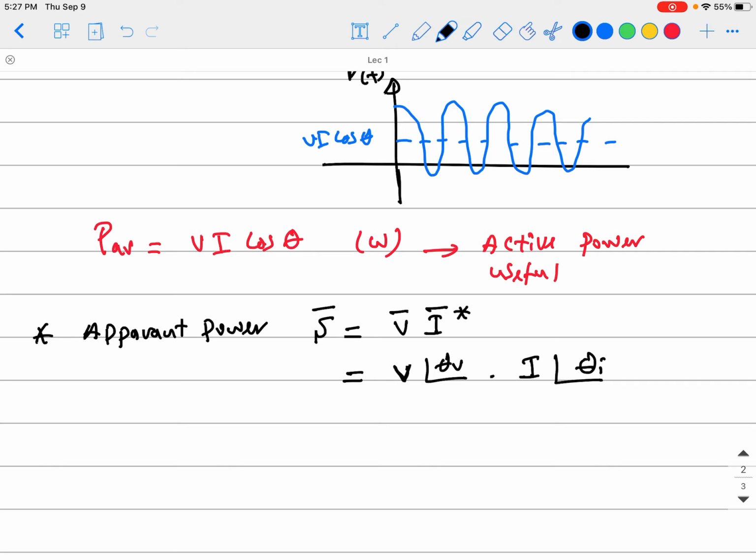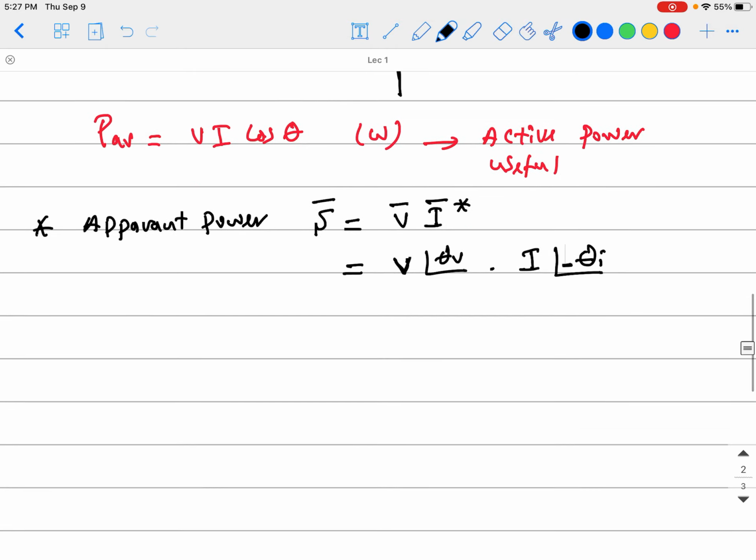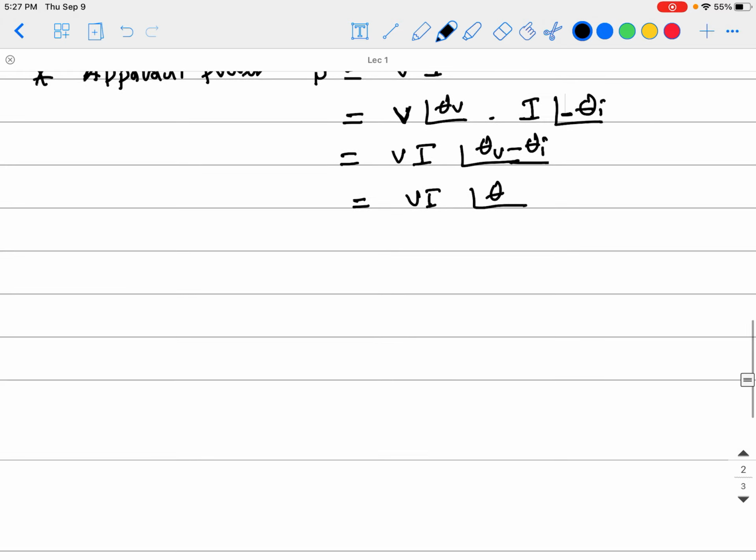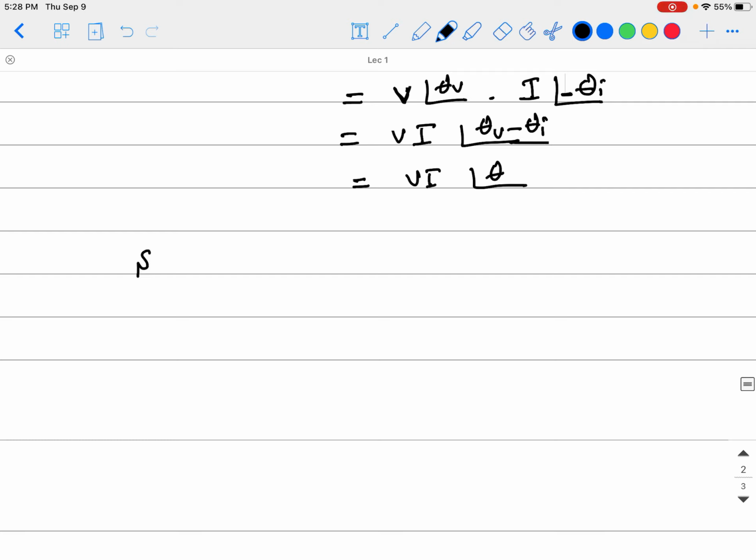But as this I is conjugate, that means you are adding a negative sign to it. Okay, guys? And that means this equals VI with angle, that is the summation of those, theta V minus theta I. That is what we know as theta. So it's VI and angle theta. Okay, guys? So that is S in the polar form, or the complex form, which you can represent like that. So S equals VI cosine theta plus j VI sine theta.